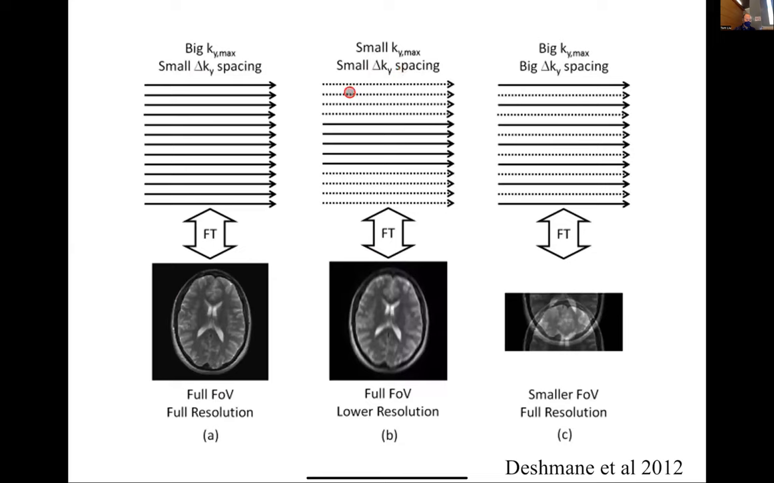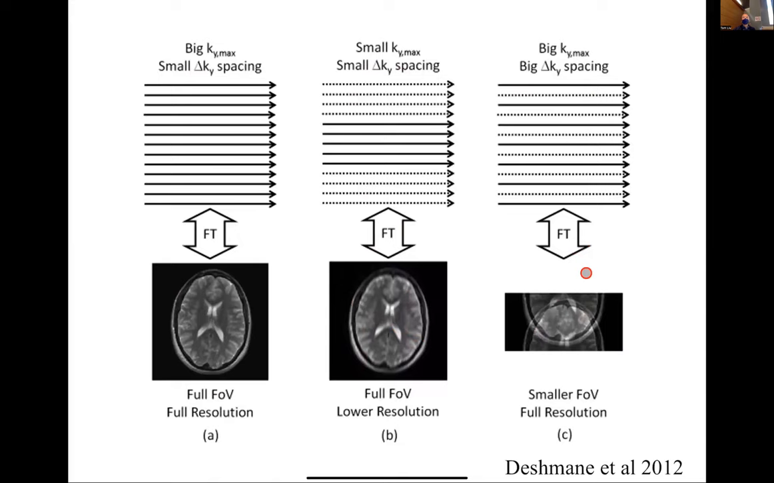Well, I don't get these high frequency components, so I'm going to end up with a blurrier image. This might be okay in certain circumstances, but wouldn't it be nice to not have to give up that resolution? The other approach you could do is, well, let's just skip every other line. That will let me go faster, but this gives me aliasing.